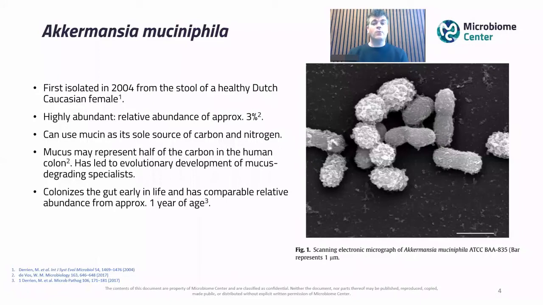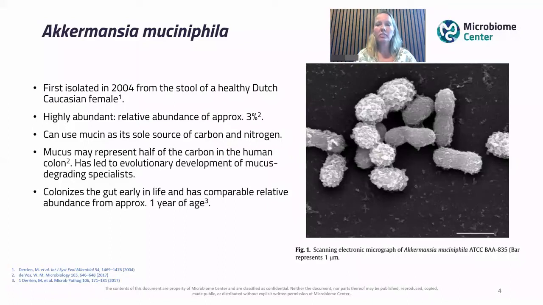As I said, it degrades mucus, but studies show that the mucus layer thickness is actually thicker when there's a high abundance of Akkermansia. And that is because Akkermansia has an interaction with our epithelia and with our immune system, stimulating the production of mucus and also the integrity of the mucus layer.